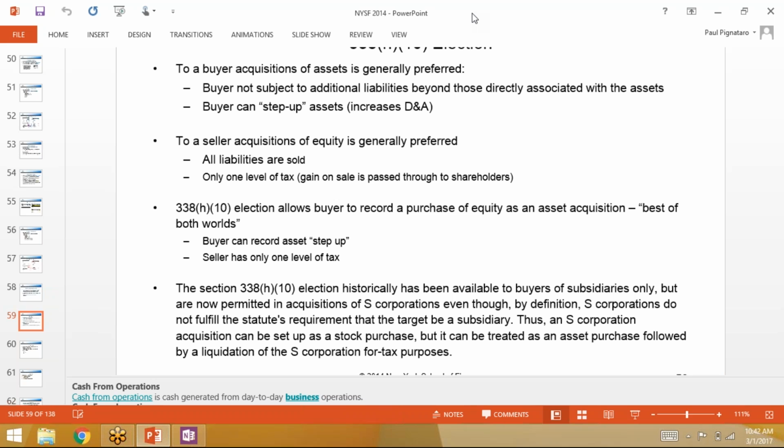So if anybody asks you three ways to account for an acquisition, you can account for it as an acquisition of assets, as an acquisition of equity, or as a 338(h)(10) election. It's an M&A test question. I can repeat that. Acquisition of assets, acquisition of equity, or a 338(h)(10) election, okay?